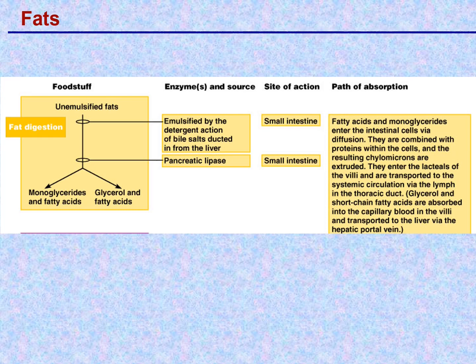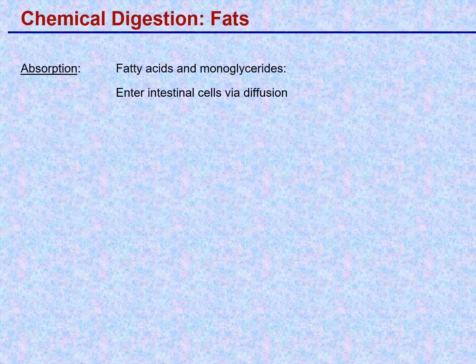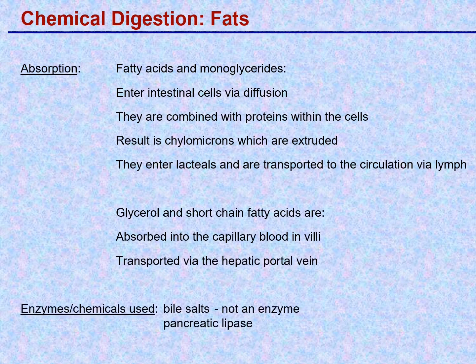Now, that's not the end of it. What happens is that the fatty acids and the monoglycerides get absorbed. They go into the intestinal cell via diffusion. So now they're in the cytoplasm of the intestinal cell, the surface of the mucosa, the simple columnar epithelial cells, and they combine with proteins inside, resulting in chylomicrons, which then enter the lacteal and go via the lymph. They get into the blood circulation.